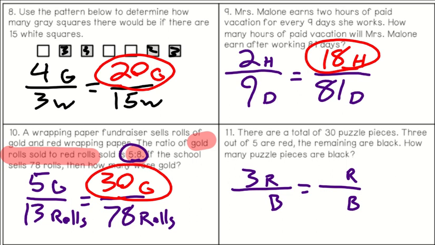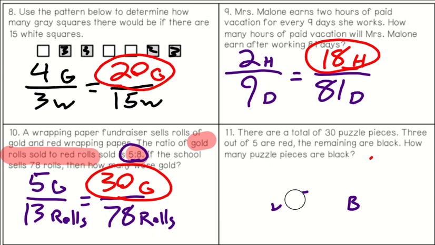Similar idea for number 11. It says there's a total of 30 puzzle pieces. 3 out of every 5 are red. The remainders are black. How many puzzle pieces are black? If you set it up with the ratio they give you, you get 3 to 5 red to black. But that makes it a little tougher. So who thinks they got that? 12 is correct.